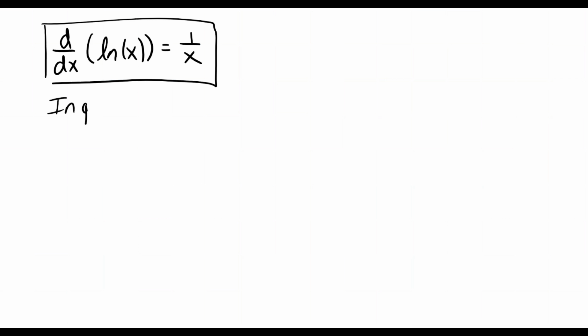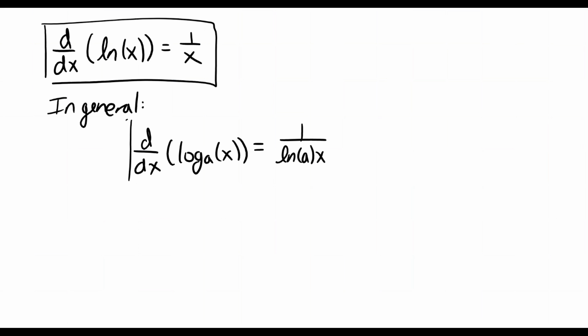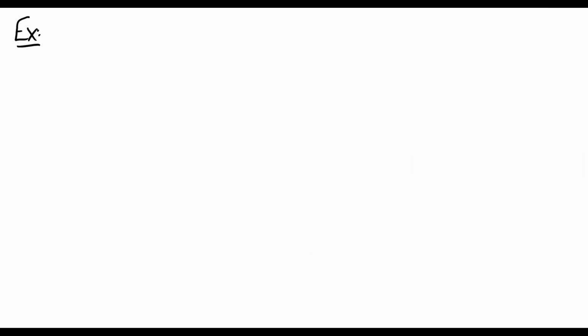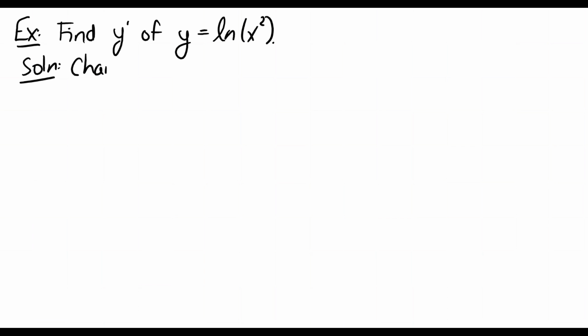More generally, if you want to take the derivative of the log base a of x, this is 1 over natural log of a times x. Let's do some examples. Let's find y prime of y equals natural log of x squared. Now that we know the derivative rule for this, we can just use a chain rule. The outside function is the natural log, and the inside is x squared. So we get for the derivative 1 over the inside, which is x squared, times the derivative of x squared, which is 2x. When we simplify, we get 2 over x.